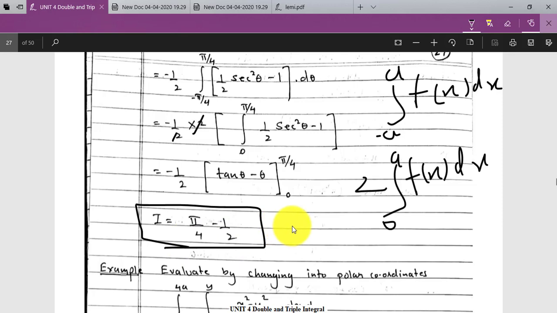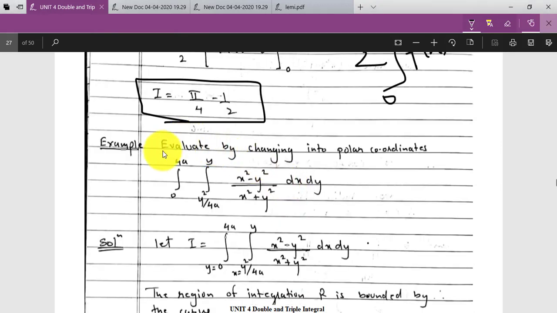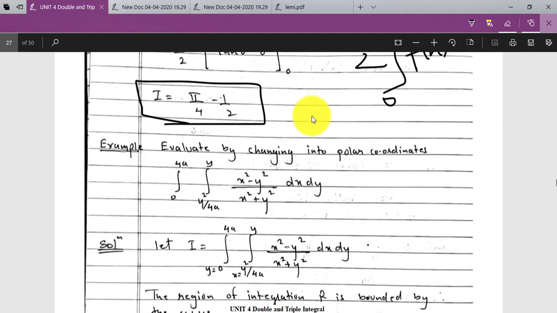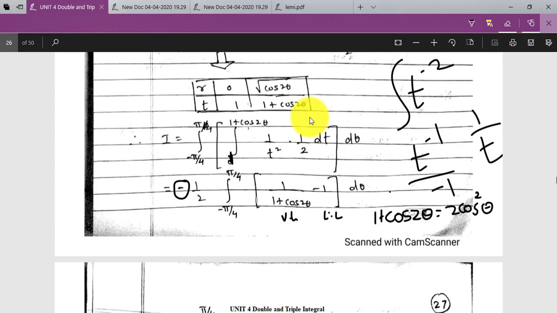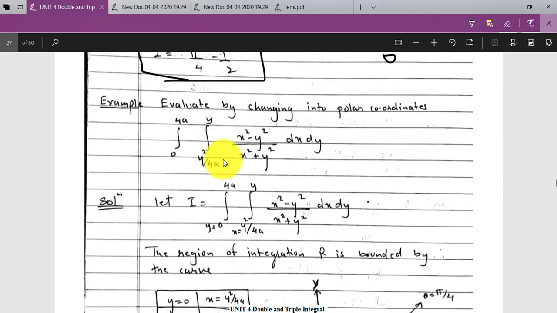And this turns out to be the output. Okay, now the next example is: evaluate by changing into polar coordinates. So the question is given like this, fine, and this problem is over here. It is given as x square minus y square divided by x square plus y square dx dy, where the limits are y square divided by 4a, and y from 0 to 4a.